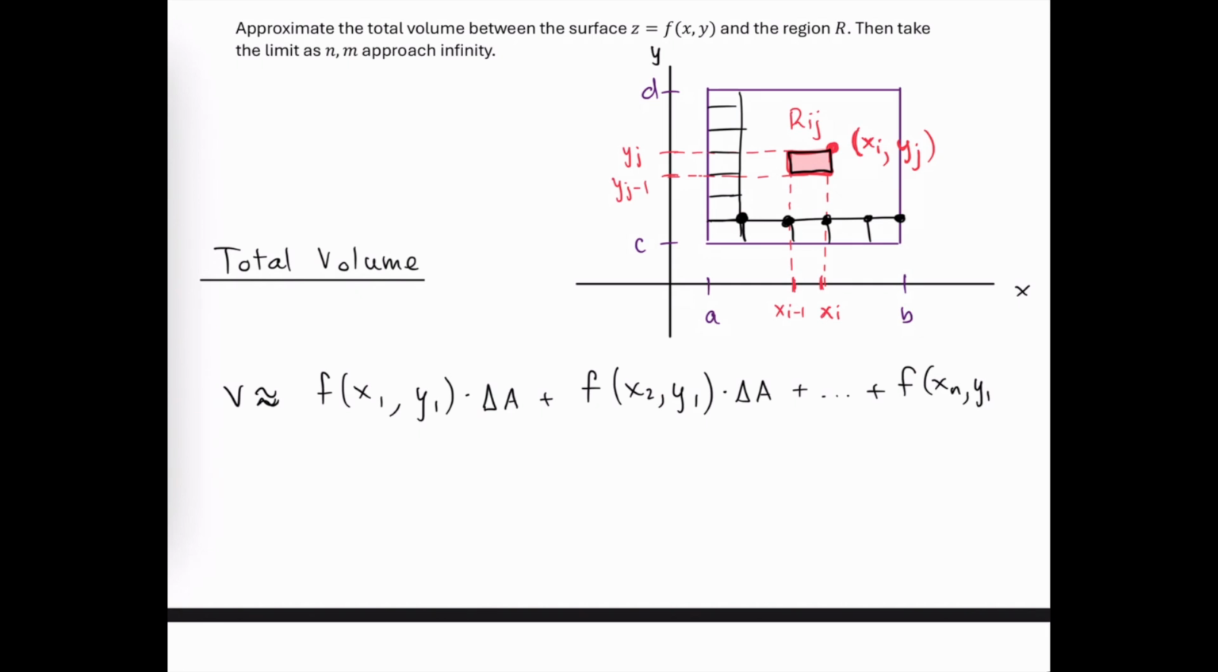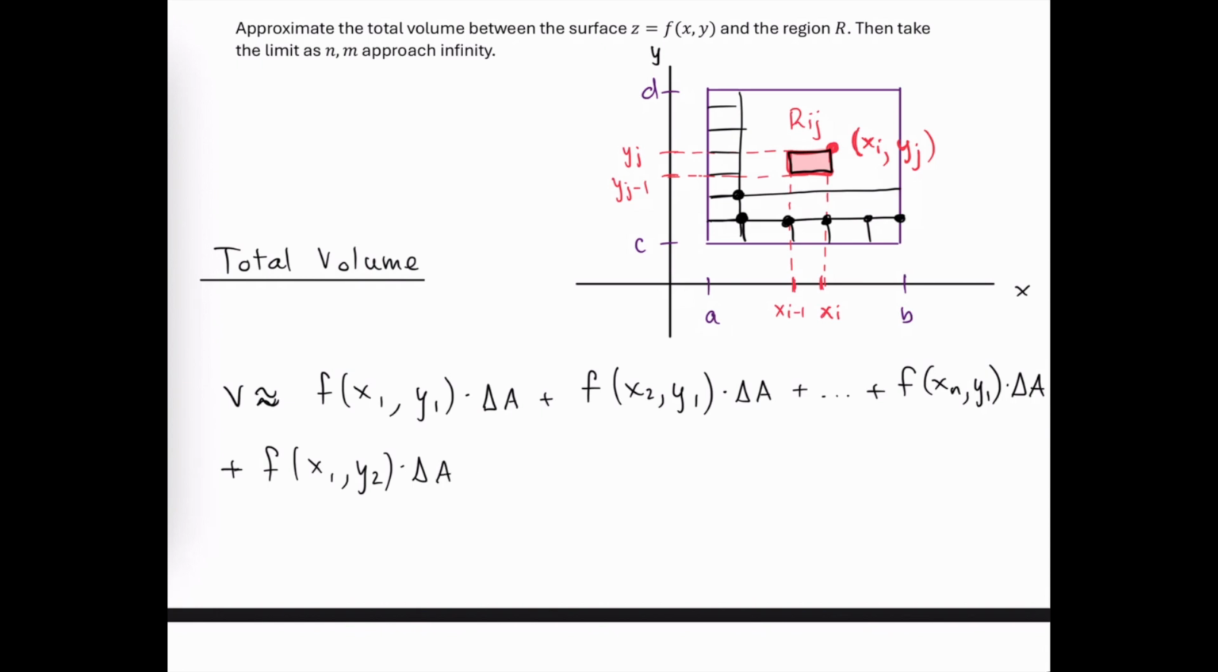We're still with y sub 1. That is going to be multiplied by delta A, and we've added up all the volumes of that first row of rectangular solids. Plus, now we move on to the second row. The volume of this rectangular solid is going to be determined by still x sub 1, we're at the same x coordinate, but now y sub 2, we're at the next y value, times delta A.